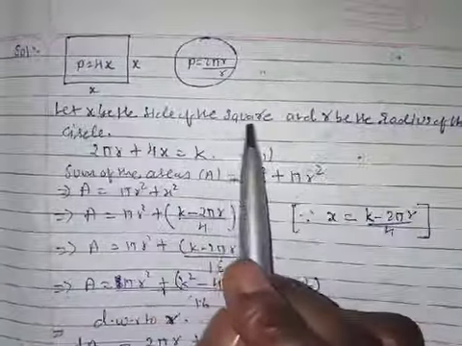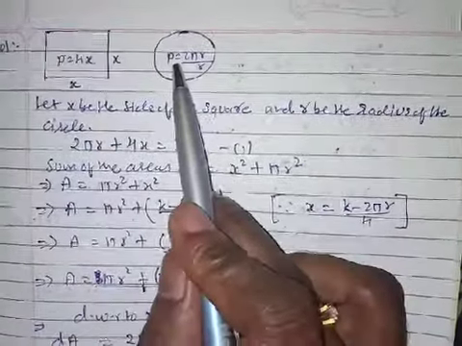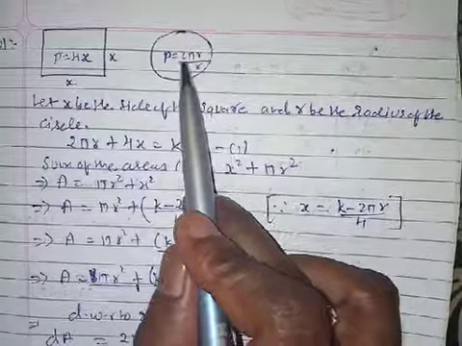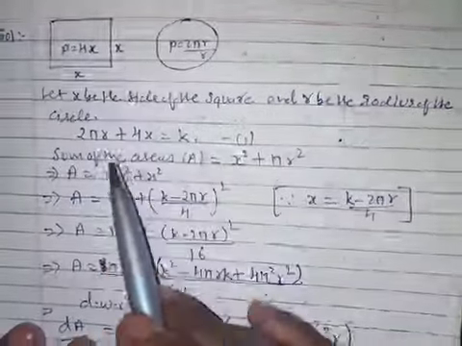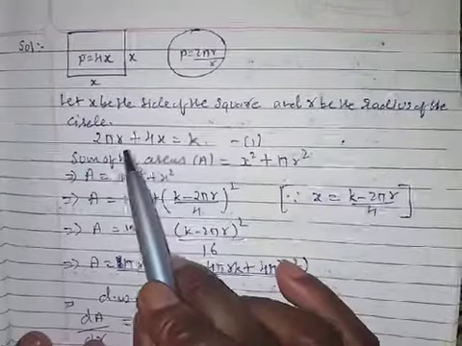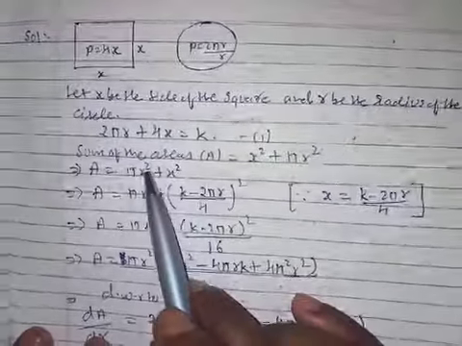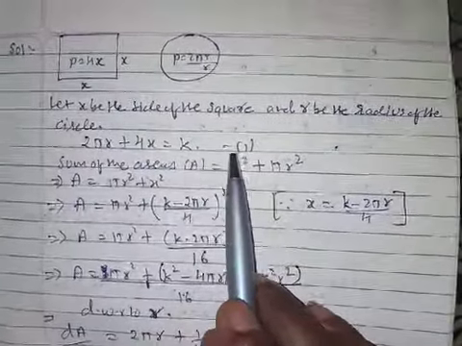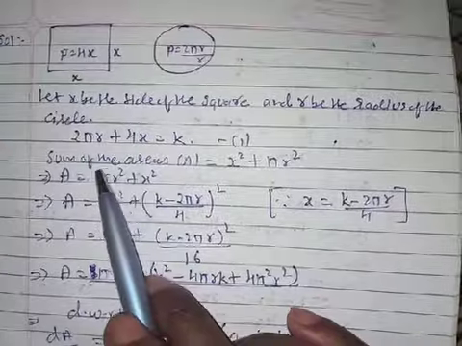Let x be the side of the square and r be the radius of the circle. Then the circumference of the circle is 2 pi r. If x is a side, then the perimeter of the square will be 4x. The total is given as k. So 2 pi r plus 4x is equal to k. This is the first condition. You can find out the value of x and substitute it in this equation.